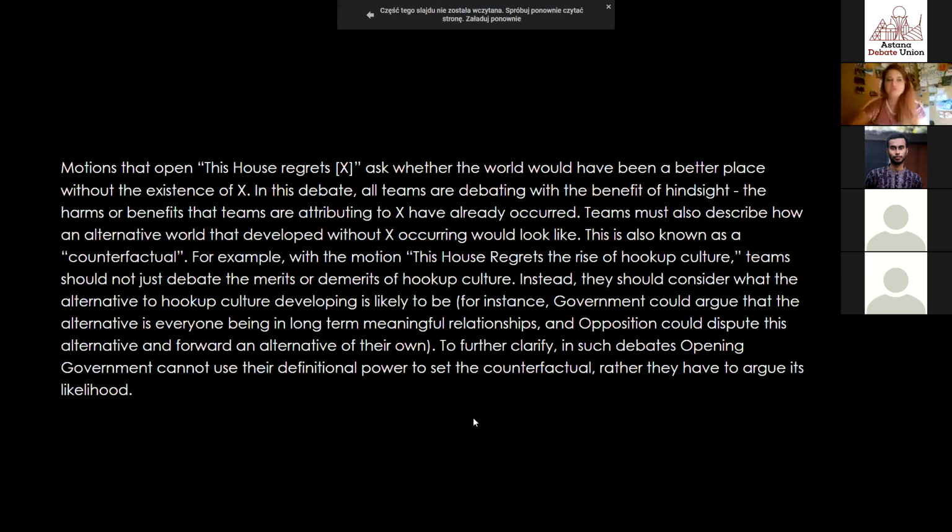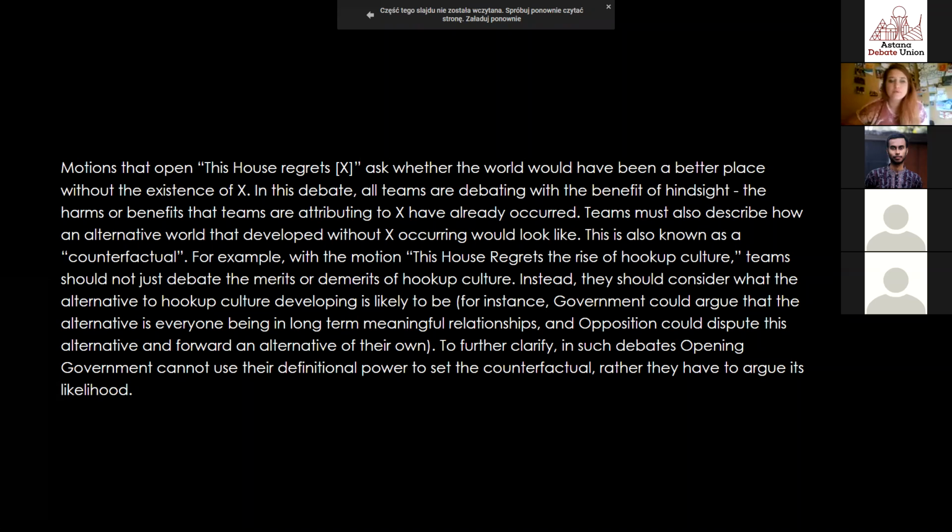Motions that open this house to regret ask whether the world would have been a better place without the existence of X. In this debate, all teams are debating with the benefit of hindsight, which is important. Unless the motion specifies a year, which would suggest that you don't have information from hindsight. The harms or benefits that teams are attributing to X have already occurred.